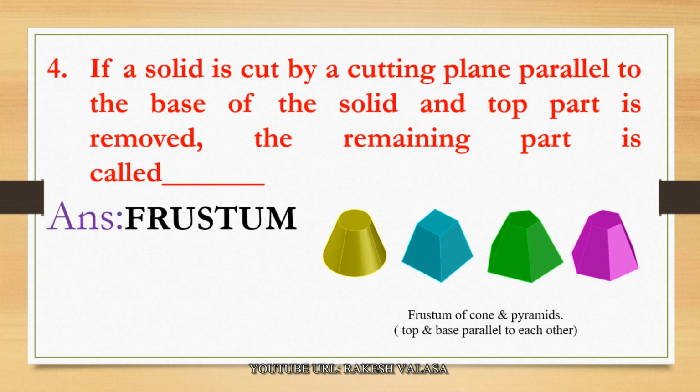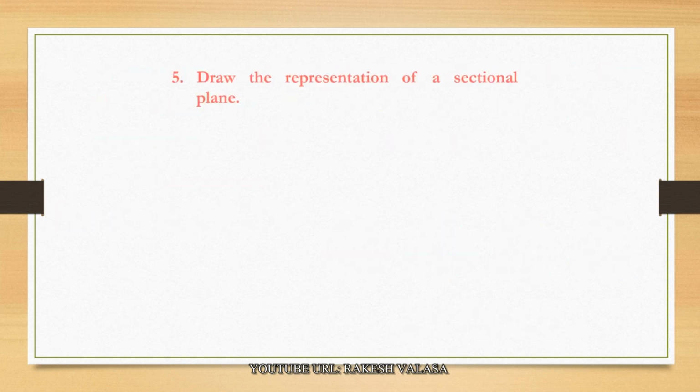If, for example, you take a cutting plane that is not parallel to the base, that is inclined to the horizontal line, when the top part is removed, the remaining part is called a truncated solid. But in the given question, he is asking that the cutting plane is parallel to the base, so the answer is frustum.